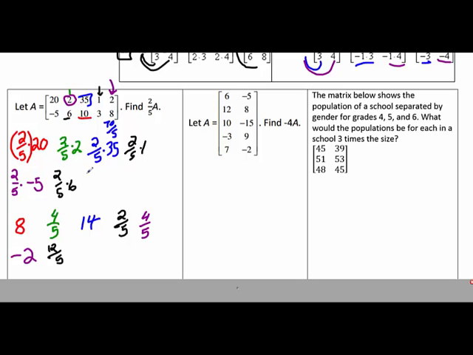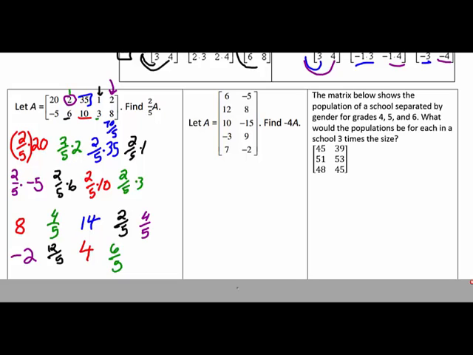10. 2/5 of 10. 2 times 10 is 20. 20 divided by 5 is 4. We're rocking and rolling. 2/5 times 3. 2 times 3 is 6. 6 does not divide by 5 evenly, so I get 6/5.